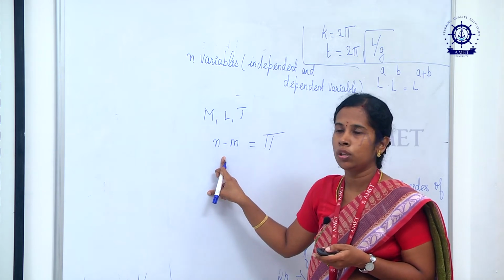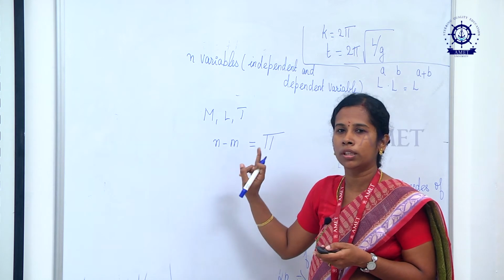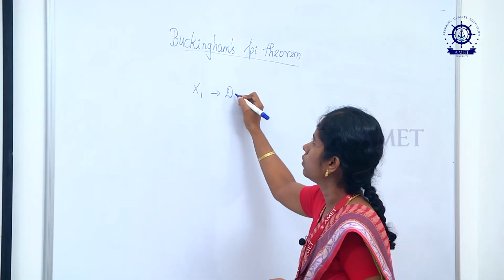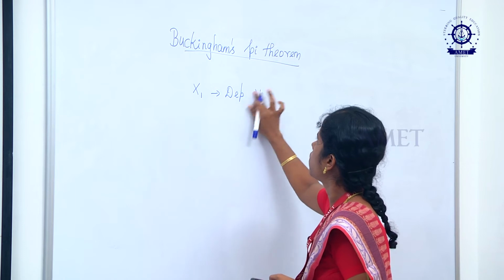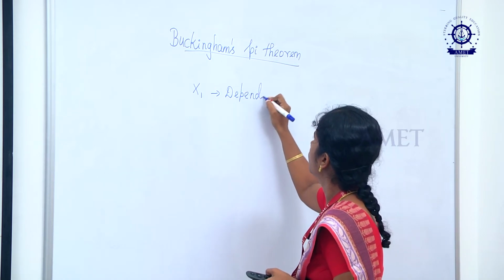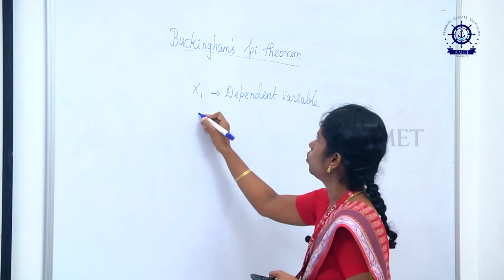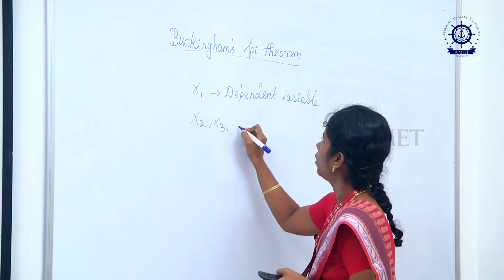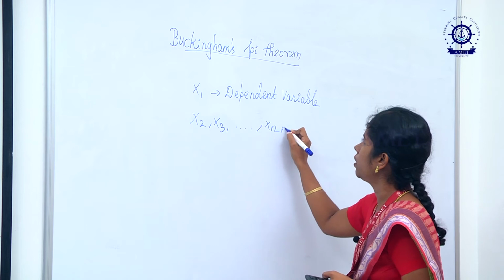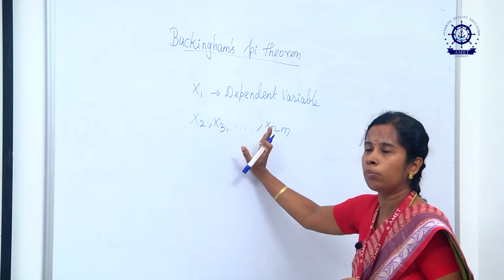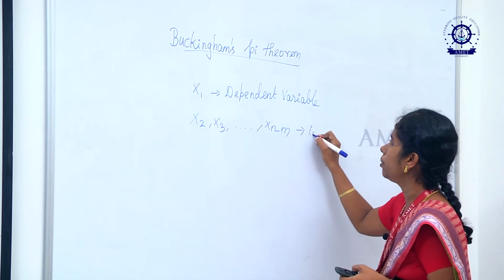Next we will see what is the method adopted to solve using Buckingham's pi theorem. We consider, as earlier, x1 is a dependent variable, x2, x3 etc. up to xn minus m. In the earlier method we saw only 2 variables. Now you can have any number of variables.